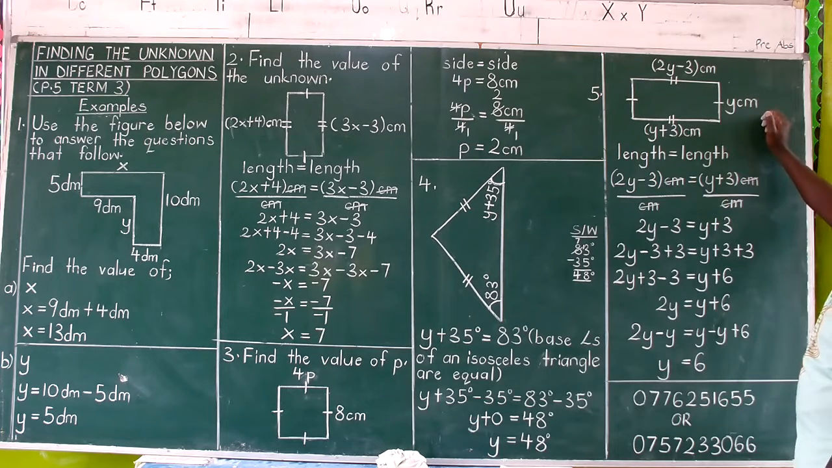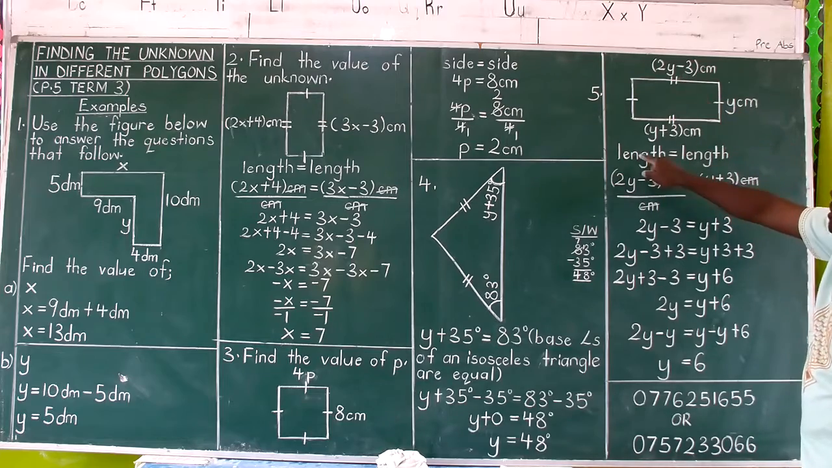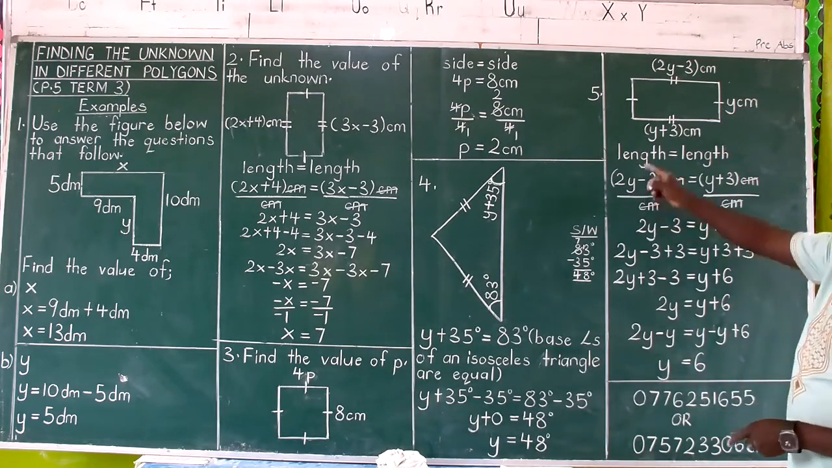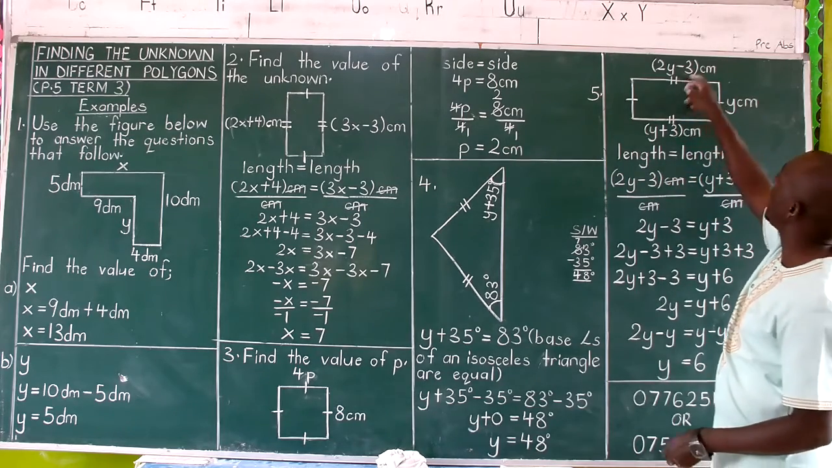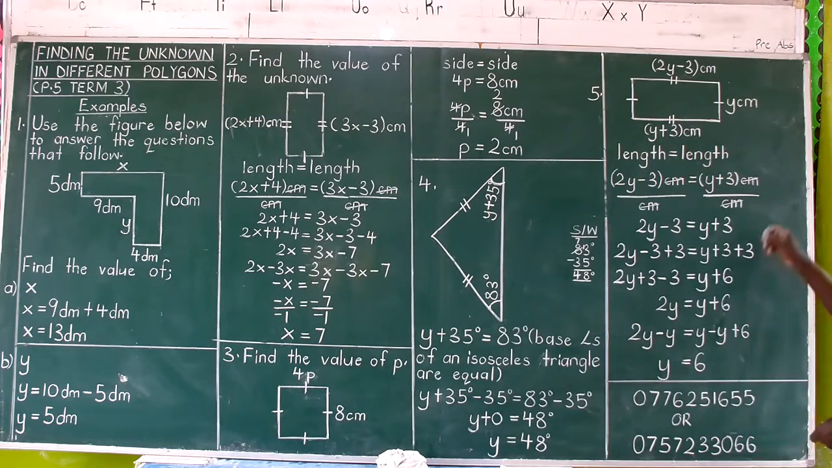So the examiner has dictated the two lengths. These two lengths are equal. So let's say length is equal to length. That's the concept, by the way. So you must show length equal to length so that you can ably write 2y minus 3 centimeters is equal to this down one, y plus 3 centimeters.